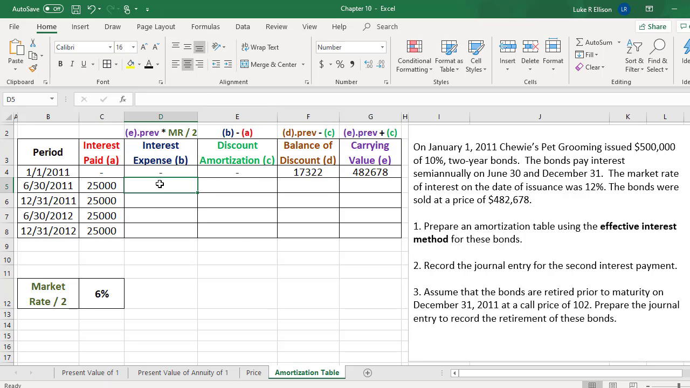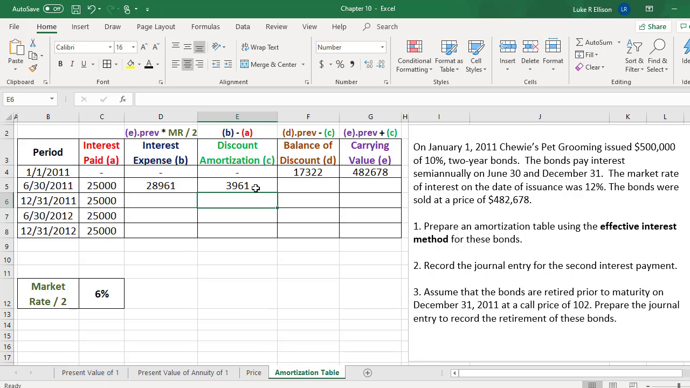So first, for the interest expense, we need to take E, previous, so that means go up 1 for the previous, and then find column E. So it's this number multiplied by the market rate divided by 2, which is 6%. So when we multiply those 2 numbers together, we get the interest expense of $28,961. Next, we can calculate the discount amortization by taking B minus A. So that's the interest expense minus the interest paid, which gives us $3,961.